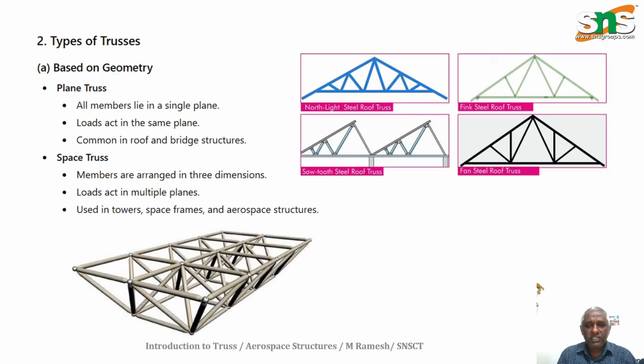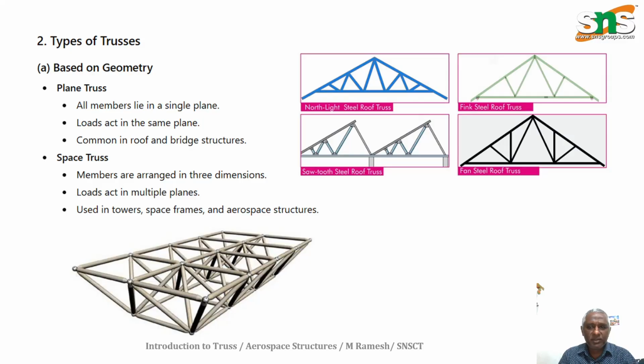Then we should know the types of trusses. Types of trusses based on different categories are available. One is based on geometry, then based on complexity, as well as based on simple stress or plane stress or 2D construction. Like that, based on the geometry we are having plane truss as well as the space truss. Plane truss is the two-dimensional one.